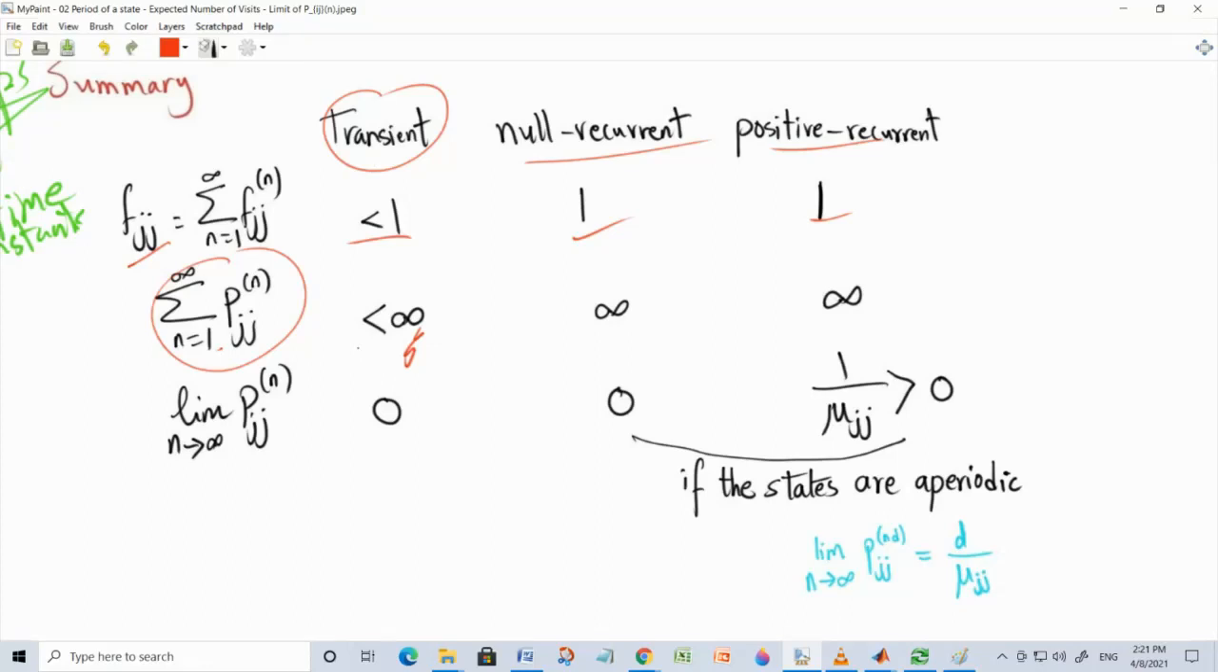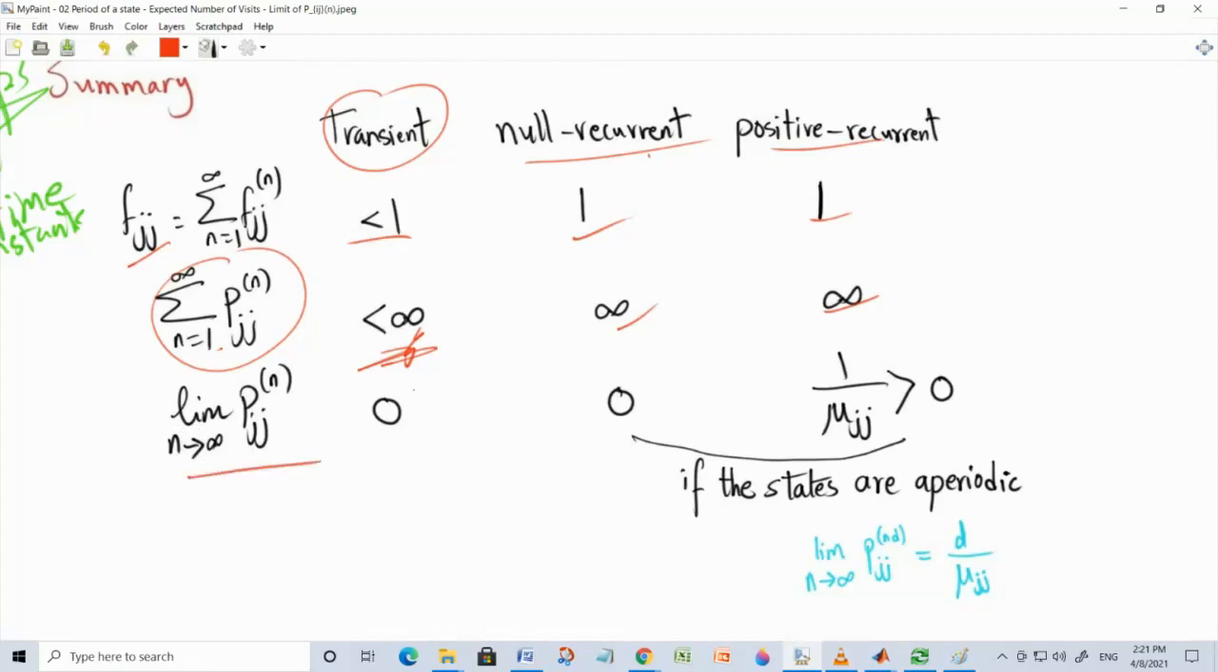So transient states, by their name, are transient. It means that the average number of visits is a finite number, which means that there will be an instant of time after which you will never come back to state j if state j is transient. But if state j is recurrent, then this summation is equal to infinity.